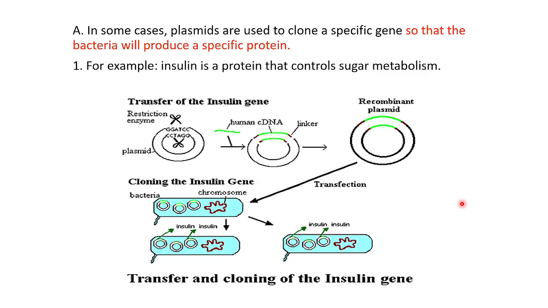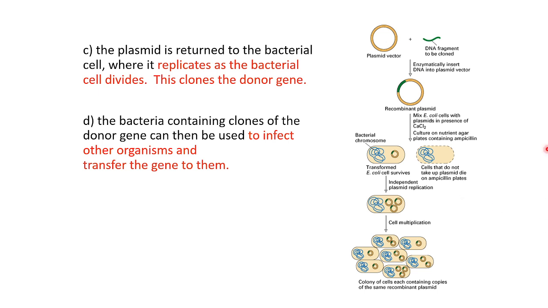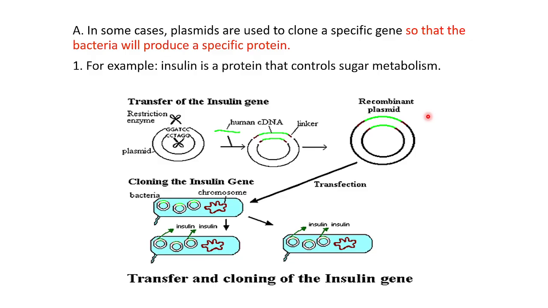Now in some cases the plasmids are used to clone a specific gene so that the bacteria will produce a specific protein. That is what we do in rDNA: we engineer this particular gene construct. So this insert is very important to us. We engineer this gene in such a manner that we can play around with it, so we can go for different types of cloning. We change the nucleotides, we mutate them.